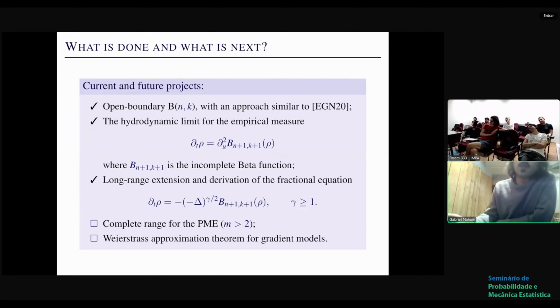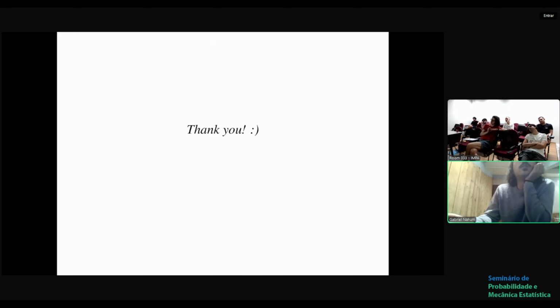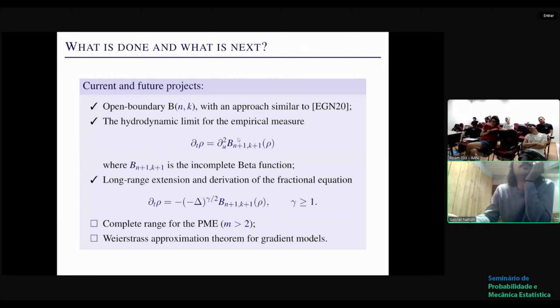So one can also define some open boundary conditions associated with this and prove also the hydrodynamic limit. The hydrodynamic limit, both for the open boundary and for the torus case, is that the hydrodynamic equation is this equation here, where we have this generalized porous media equation, where this B function is the incomplete beta function, which is just a primitive of the diffusion coefficient, but it has a name.